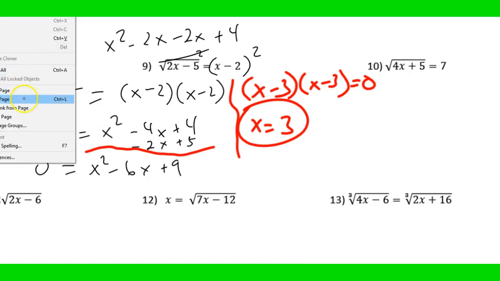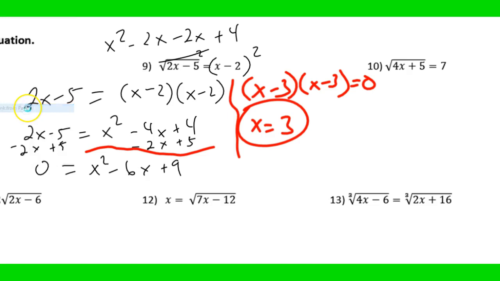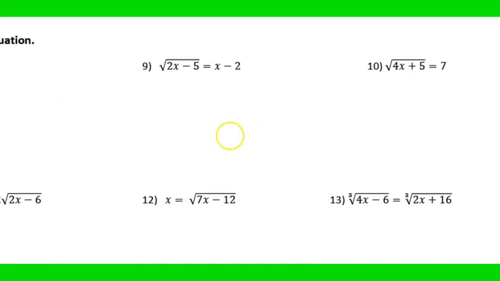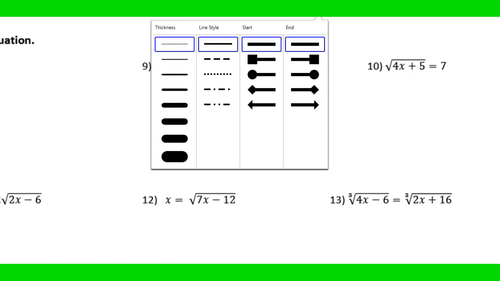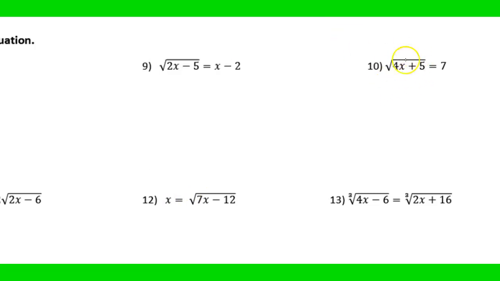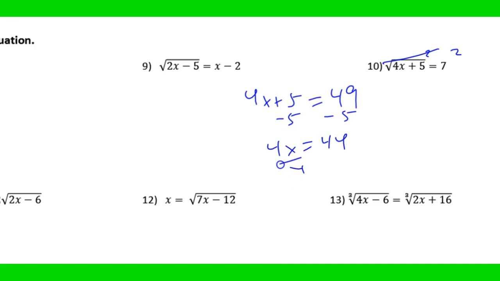All right, I'm going to clear it out so I can have more space. So here we go. Now, 10. We have the isolated radical, the square root, so I can square both sides. So that cancels, and I have 4x plus 5 equals 49. Then we're going to subtract 5. 4x equals 44. Once you divide by 4 on both sides, x equals 11. All right.